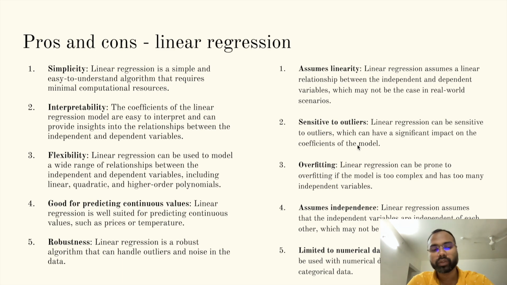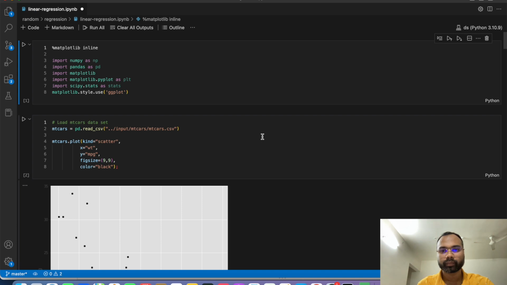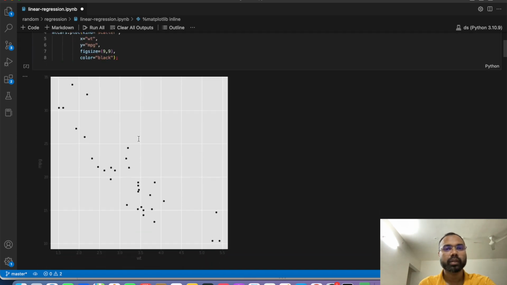Okay, so now let's get into the implementation part. Here we will go through this implementation, which I have already run, just to save time because the video is getting extended. So we have first imported all the important libraries such as NumPy, Pandas, Matplotlib, SciPy, etc. This is a data set for cars. For cars we'll have some information, so we'll look into this.